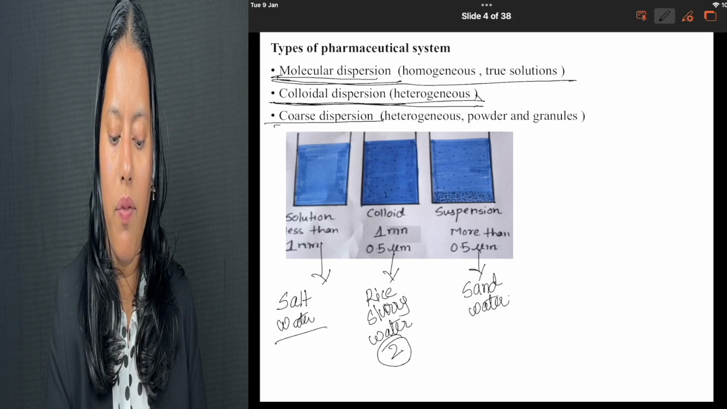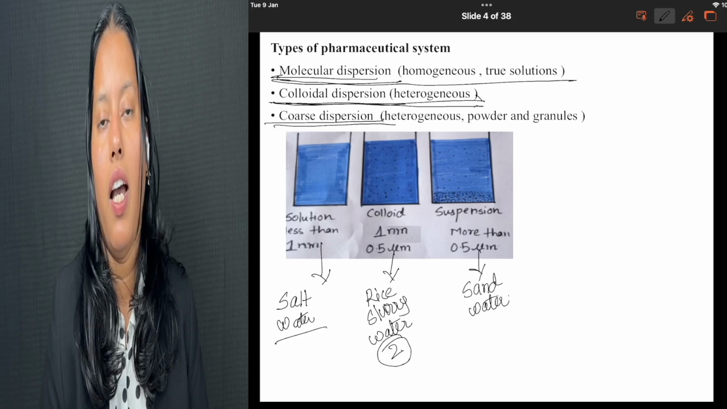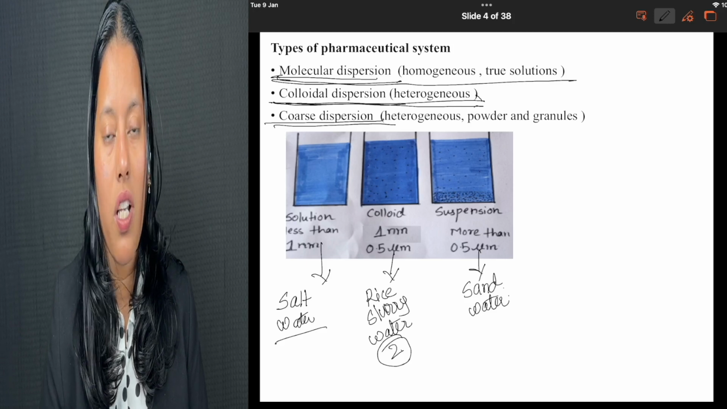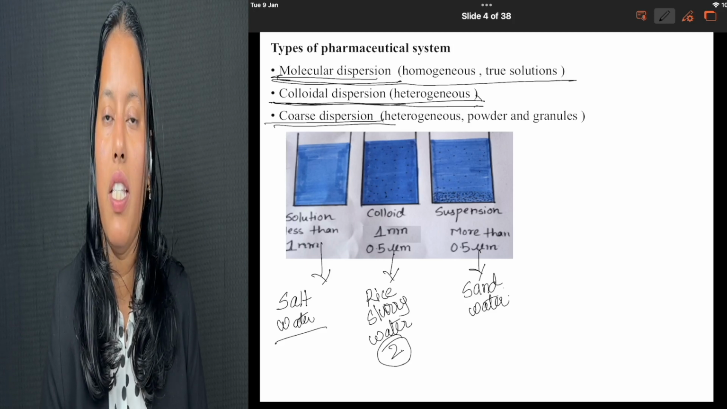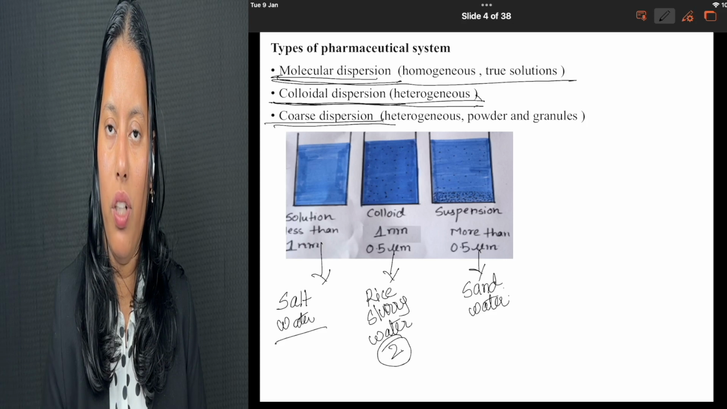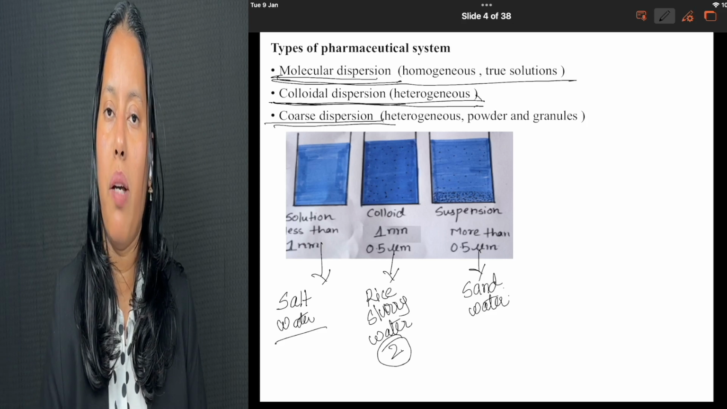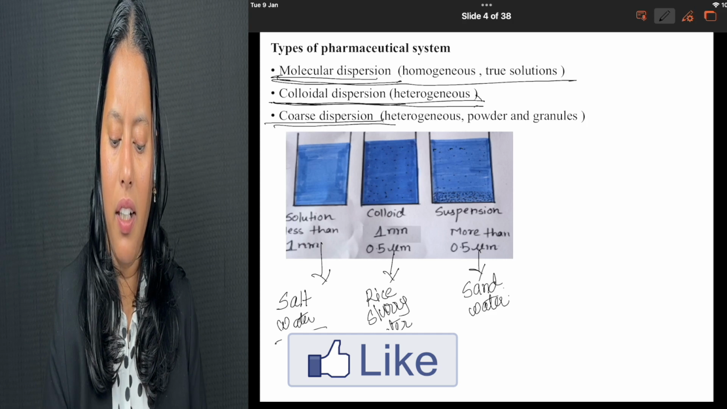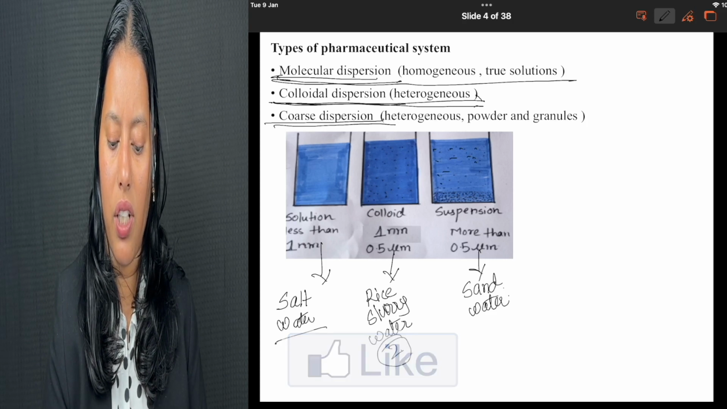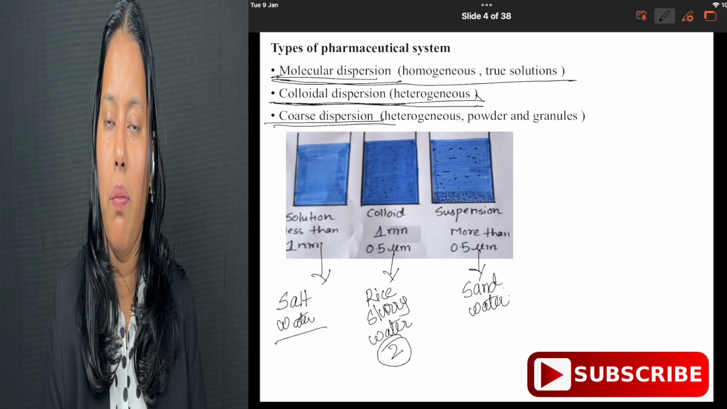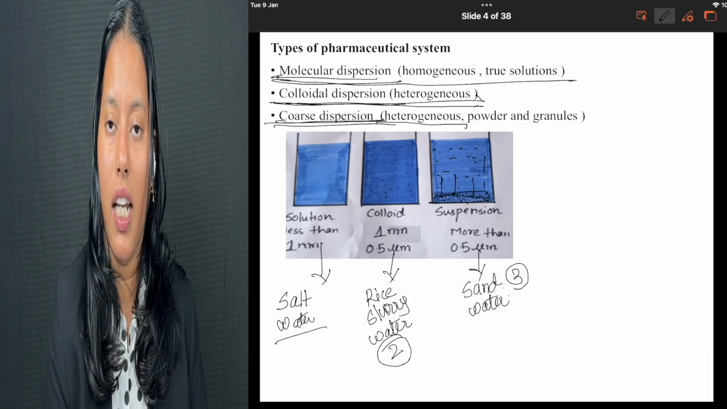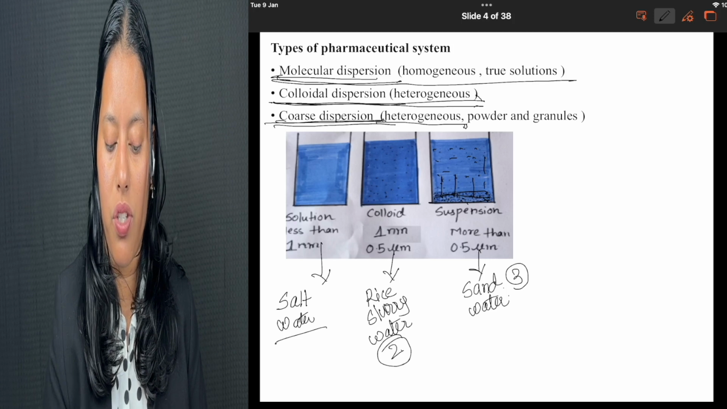And the third system is the coarse dispersion. As I told you, when you mix soil or sand into water, you will see first it is distributed inside the glass. After some time, some particles will be scattered inside the water at the top, and some particles, because they are heavy, will start settling down, and it is a type of heterogeneous dispersion.